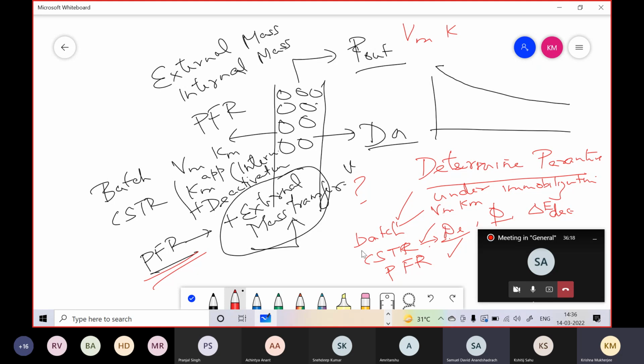These are the basic kinetic parameters: batch, Vmax and Km; CSTR, the phi values and the DE values and deactivation kinetics; and PFR for external mass transfer parameters, which is the Damkohler number. Please don't confuse DE with DA. Yeah?